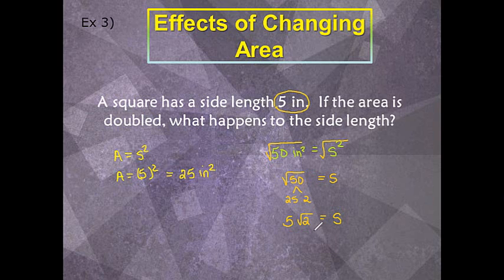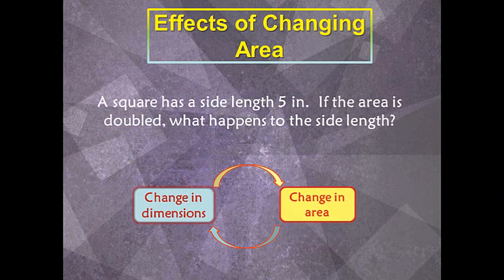And let's look what happened. We originally had a side length of 5. Now we have the side length of 5 times the square root of 2. So we take the square root of that to figure out what the change is on the side length. So again, looking at my little diagram here, whatever the change is in the dimensions, we square that to find the area. But whatever the change is in the area, we take the square root of that to find the dimensions. In our previous example, we doubled the area. So if we double the area, we're going to take the square root of that to find the dimensions. And that's what we found was true.